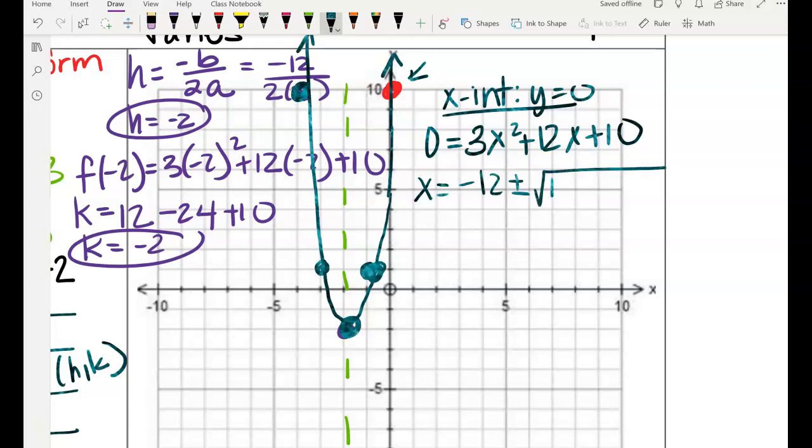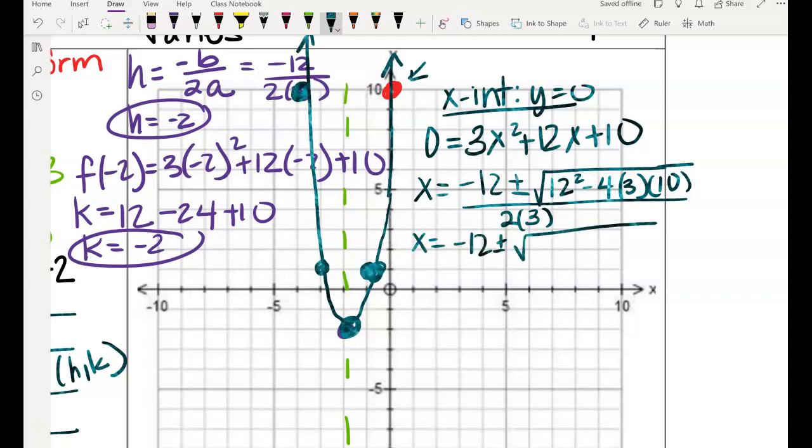Square root of b squared, so 12 squared minus 4 times a, which is 3, times c, which is 10, all over 2a, so 2 times 3. So x equals negative 12 plus or minus the square root of, let's see, 12 squared is 144, and 4 times 3 is 12, 12 times 10 is 120, all over 6.